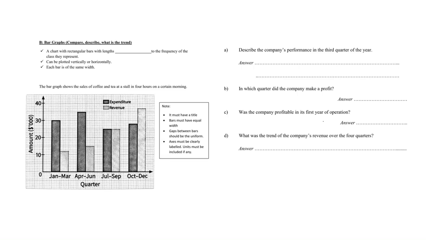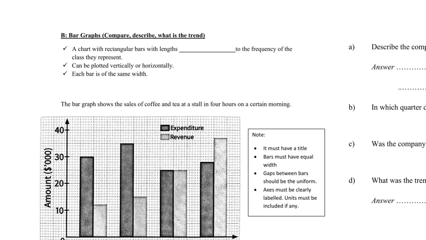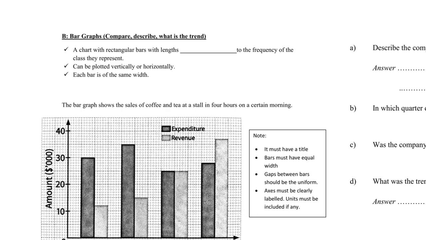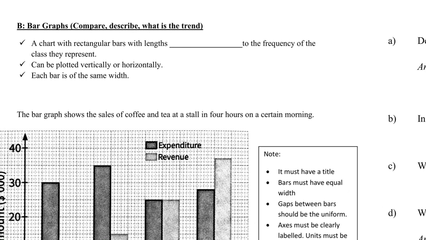And now for bar graph, let's stay focused on this part here. It is actually a chart with rectangular bars of length. This is very important. That is proportional to the frequency of the class that they represent. Okay, well, it can be vertically or horizontally, and each bar must be of the same width.